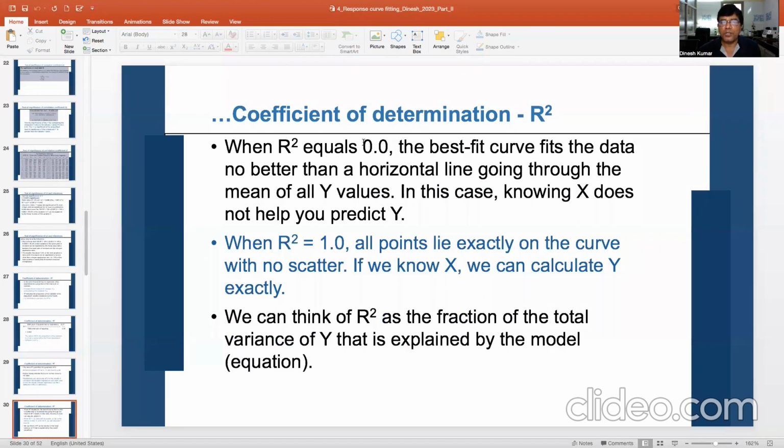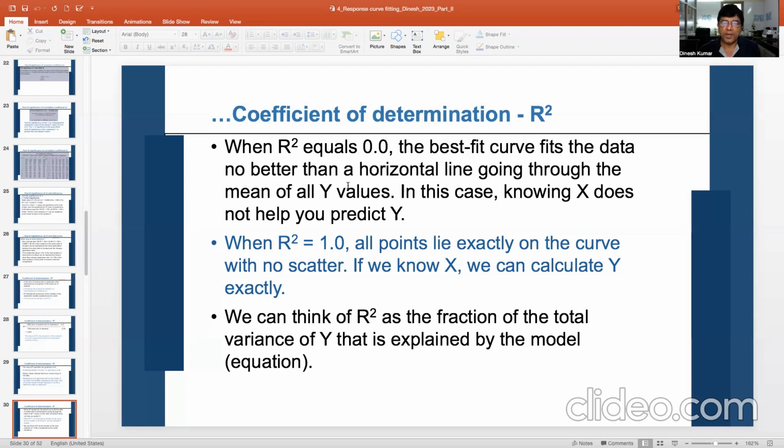When R square equals to 0, sometimes it can be 0 also, the best fit curve fits the data no better than a horizontal line. So it will be a horizontal line if you have R square 0. Or if it is a horizontal line, then R square will be 0. Horizontal line going through the mean of all y values. In this case, knowing x does not help you predict y. Means it is a very loose fit or it is not a fit at all.